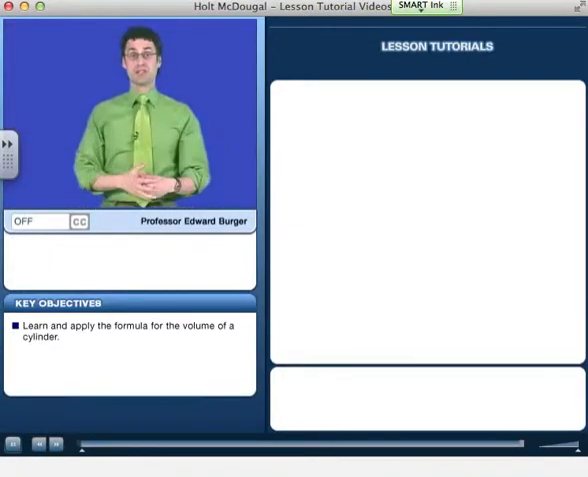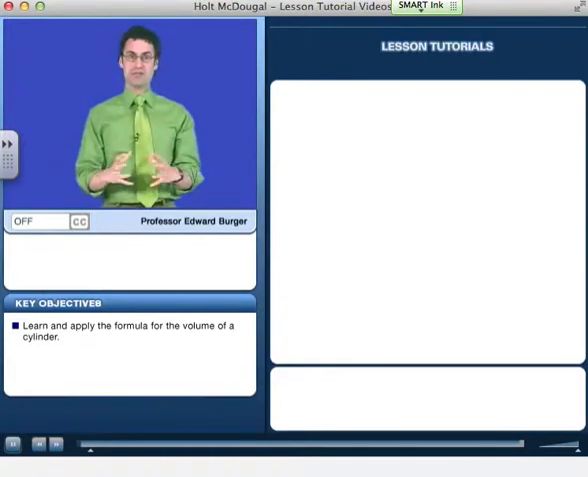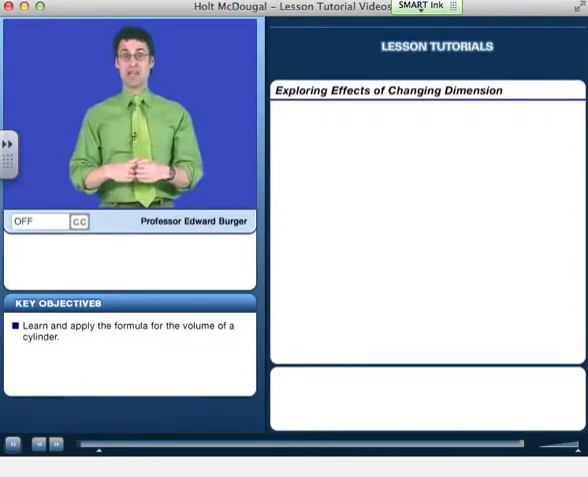One of the themes we've seen a lot so far together is what happens when we take an object, a solid or any kind of figure, and dilate it by a certain scale factor and see how it impacts the area. And now let's see how it impacts volume.